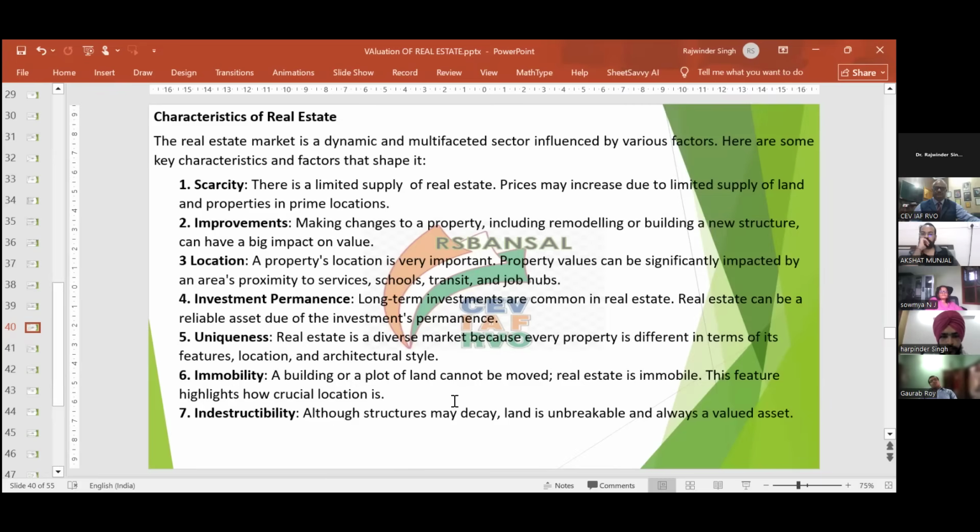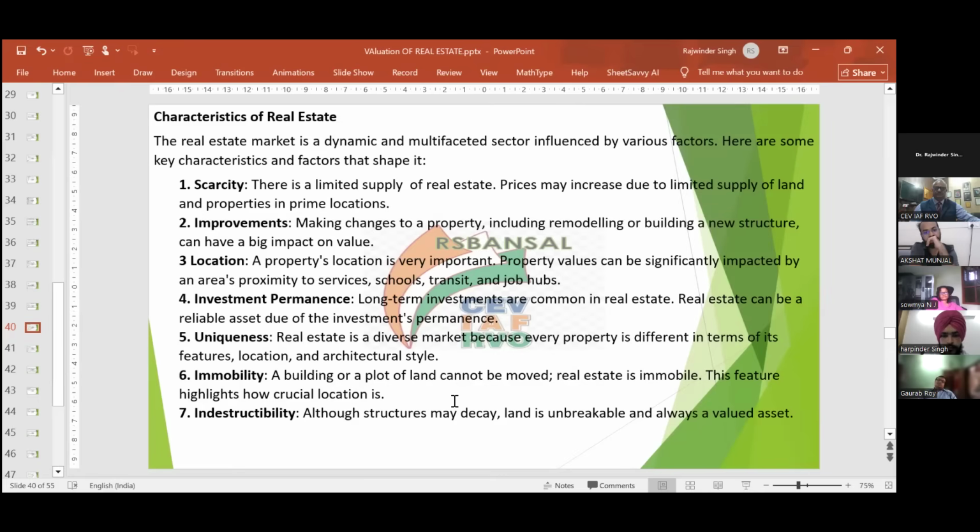And then improvements. So you can make improvements in the real estate. You can construct a building over the land, thereby increasing its value. You can remodel them. You can retrofit them. You can build a new structure, thereby increasing the value of the real estate.